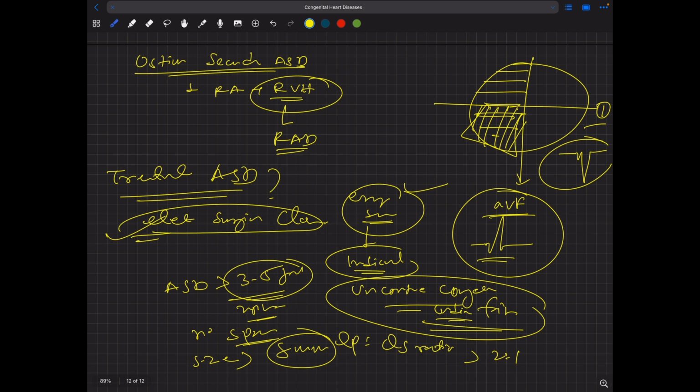And what is the early surgical closure? We will suggest early surgical closure when the QP to QS ratio is more than 2:1 or there is uncontrolled congestive cardiac failure.